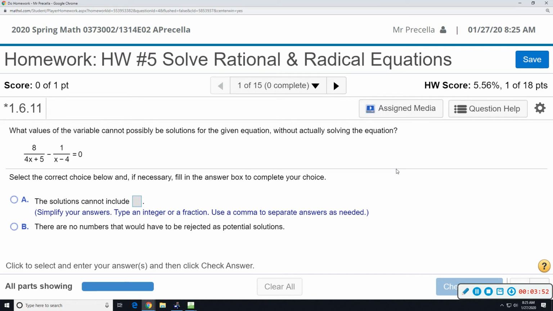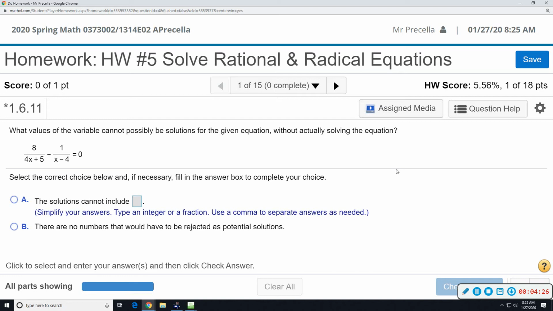So let me write this one down. This is problem number 1 on homework 5. We're just moving on along. 8 over 4x plus 5 minus 1 over x minus 4 equals 0. Well, I'm going to pick on the second fraction just because I think that's the one that's easier to figure out. You can almost do it in your head.